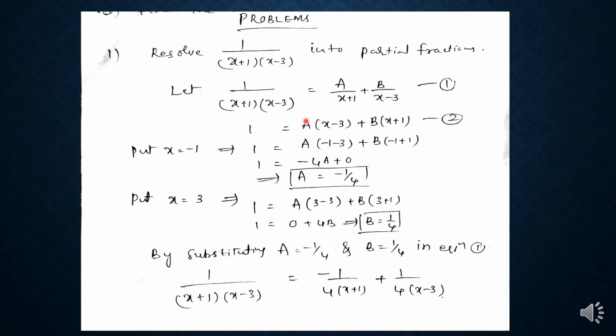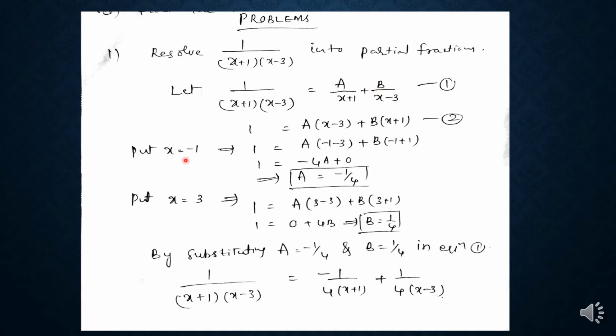And the next step, the zero of x minus 3 is 3. If we put x is equal to 3, this term becomes 0. Then we can find the value of b. Thus, we can find the values of a and b. Then by substituting these two values in this first equation, we will get the partial fractions.